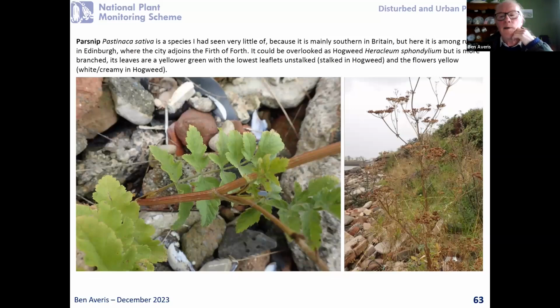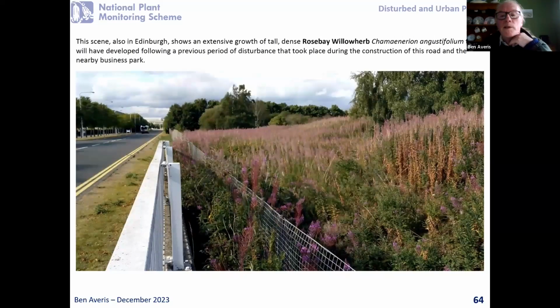The wild parsnip was quite exciting to see. Kind of looks a bit like hogweed, but not quite. So it was an exciting thing just on the edge of Edinburgh. Big stands of rosebay willow herb in lots of places where it's been disturbed along the edges of roads, and this is on the edge of a business park. Been disturbed and then left.